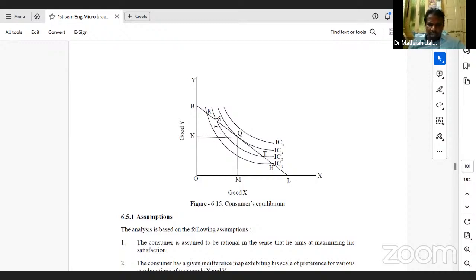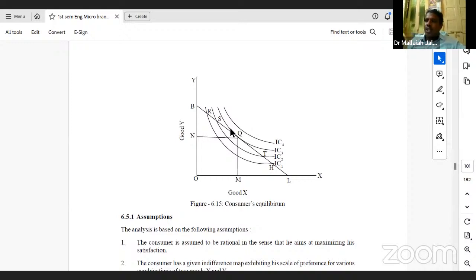Again, the S and T combination, S is the Y combination and T is the X combination. He still has some amount of money, so there is again a chance to get more of commodities X and Y, because the budget line is this.